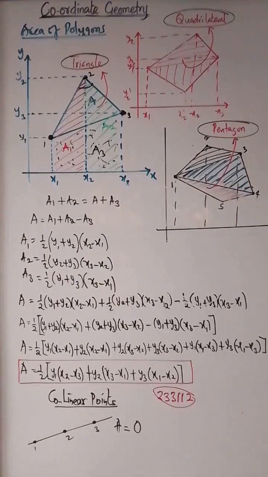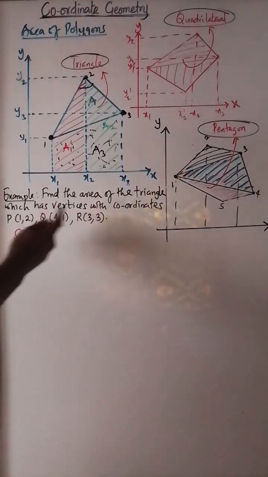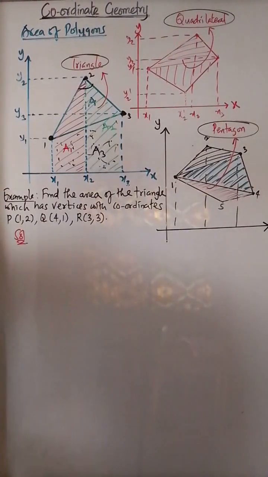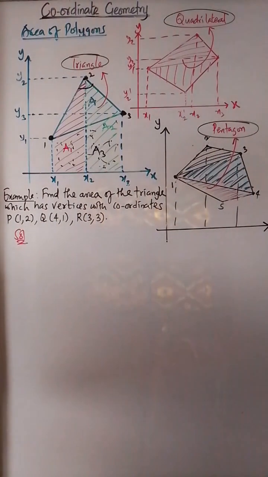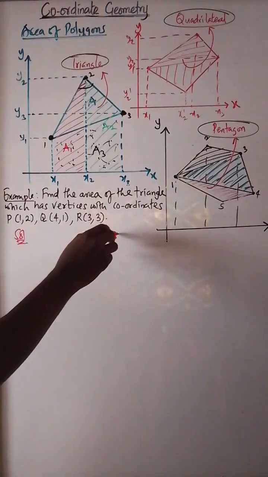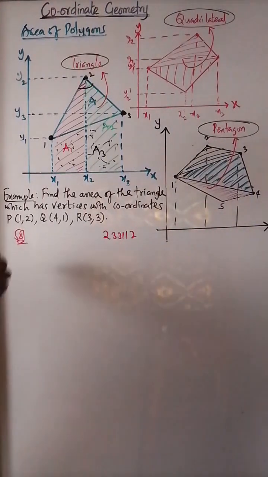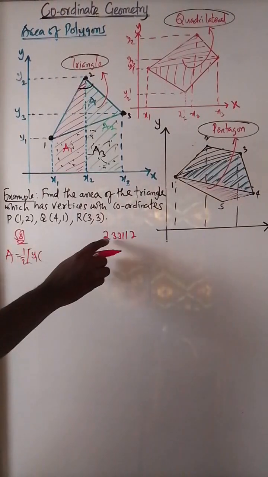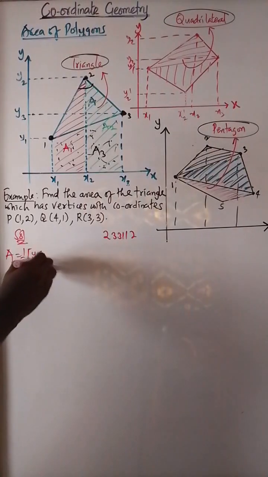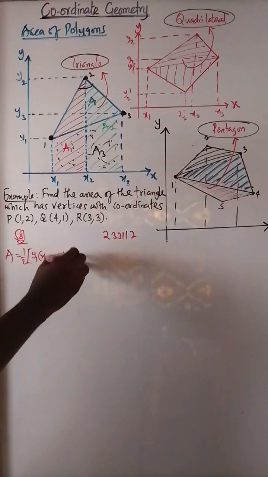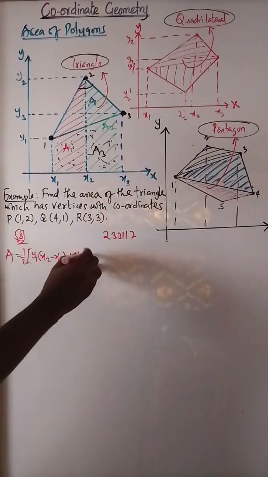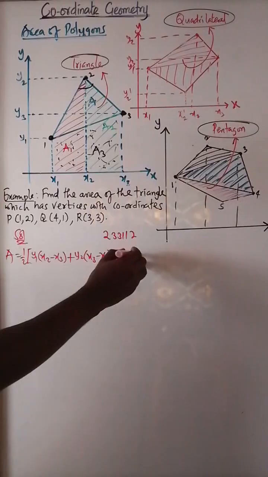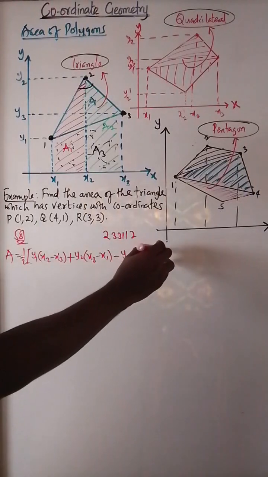So let's take an example on this. We are told to find the area of a triangle which has vertices with coordinates (1, 2), (4, 1) and (3, 3). So we have to use the formula. Recall the acronym. What's the acronym? 2, 3, 3, 1, 1, 2. So the area of that triangle equals half into y1, then that will be x2 minus x3, plus y2, x3 minus x1, then minus y3 into what? x1 minus x2.